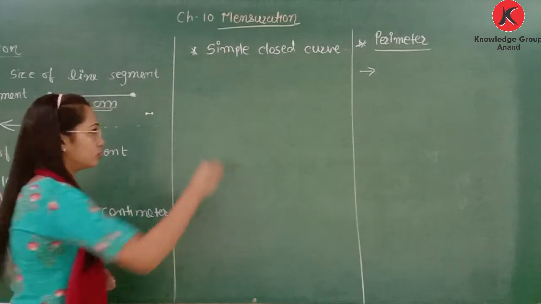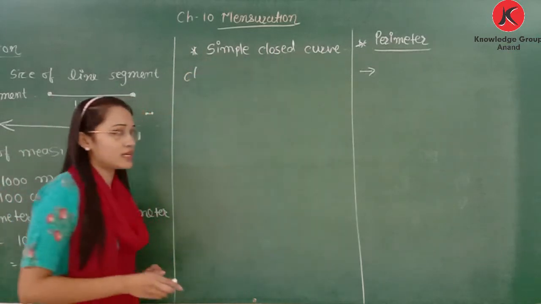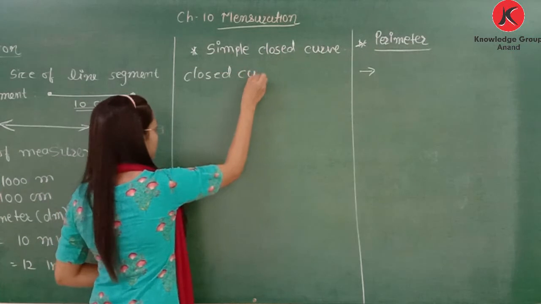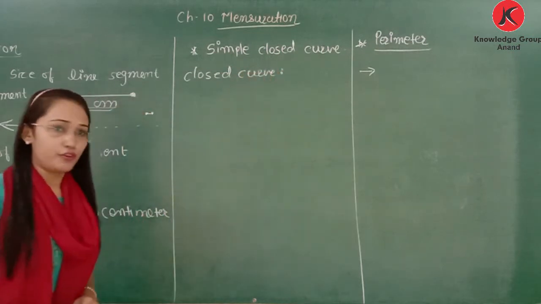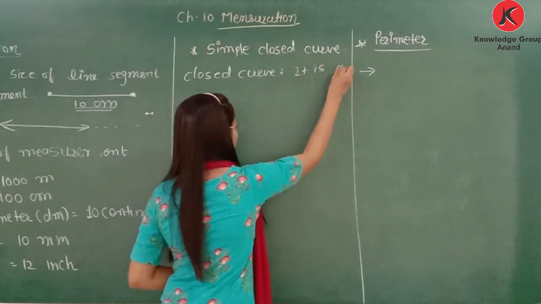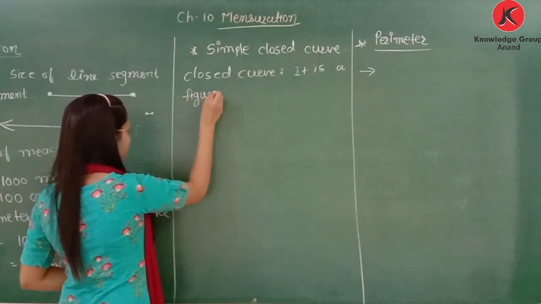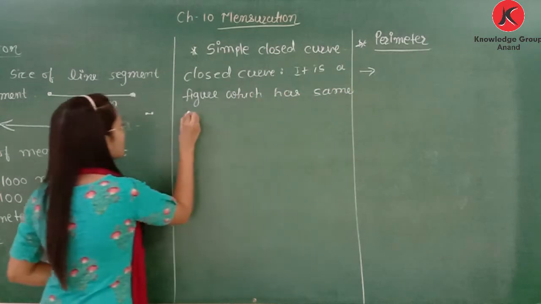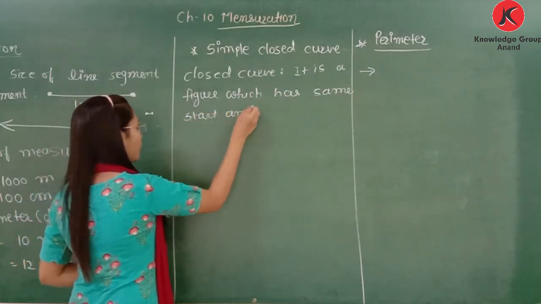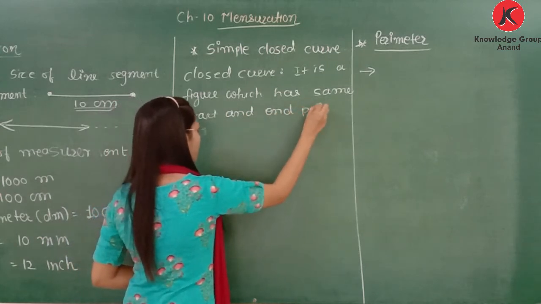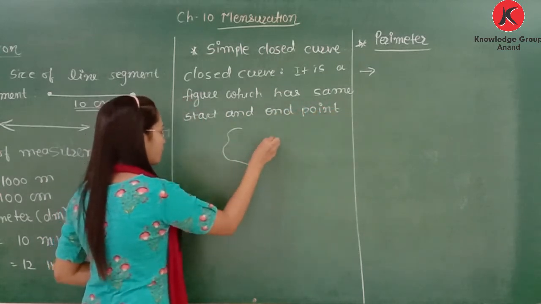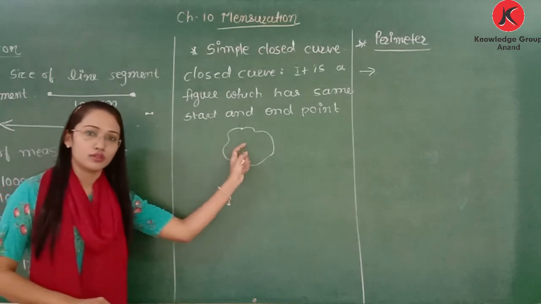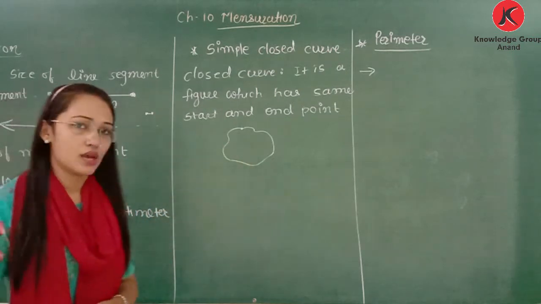Now, what is a closed curve? To define a simple closed curve, we need to understand what is a closed curve and what is a simple curve. First, a closed curve is a figure, or you can say a geometrical shape, which has the same start and end point. For example, if we draw this shape, it starts from here and ends here. So this will become a closed figure. If the starting and end point of any figure is the same, then it is a closed figure.